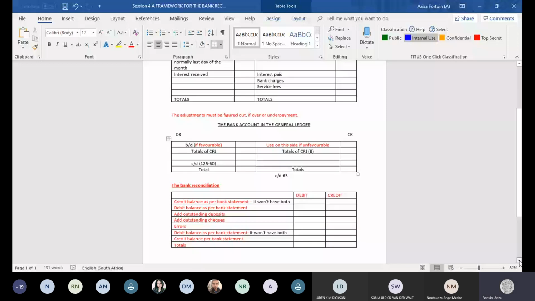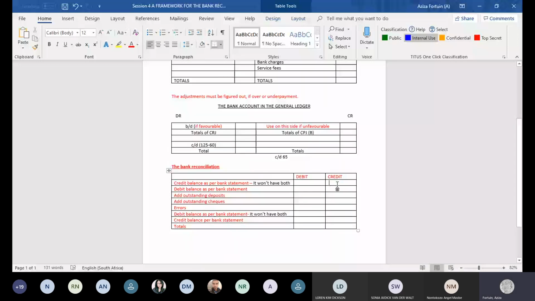Remember, you're either going to have a debit balance as per bank statement or a credit. You won't have both. But the one will be on the debit side and the other one will be on the credit side. On my credit side, it's always a favorable. And on my debit side, it's always the unfavorable. It's the opposite of my bank account. Because remember, we're reconciling now. Your outstanding deposits will always be a credit on my bank statement. Outstanding checks will always be debits.